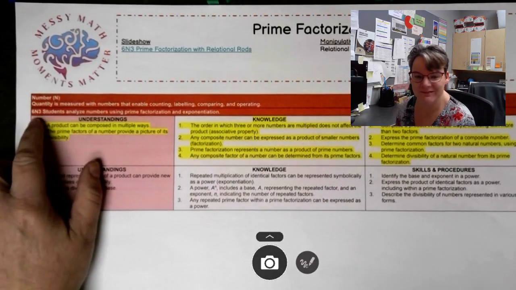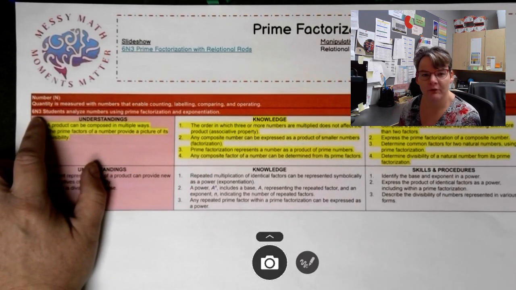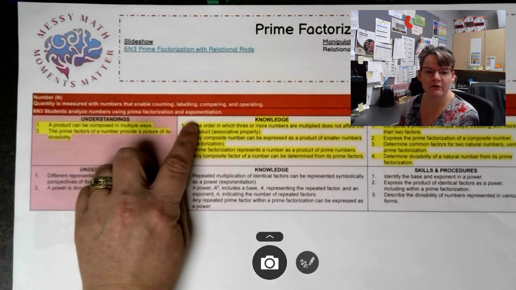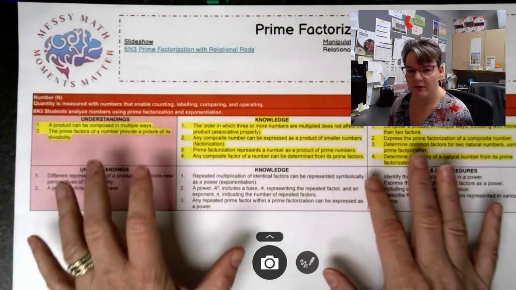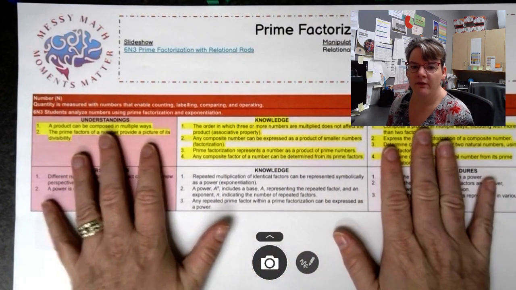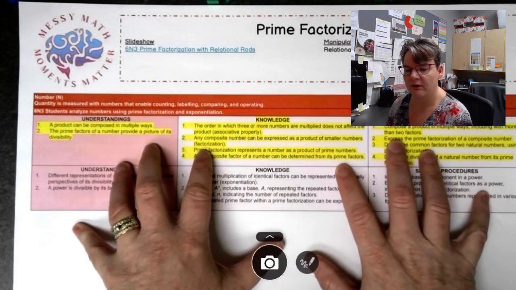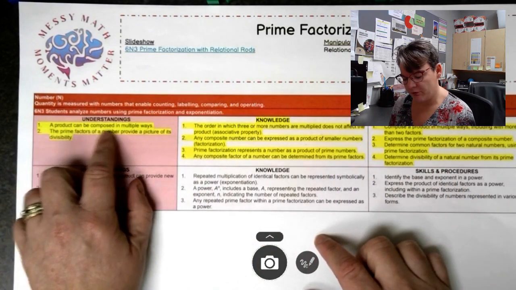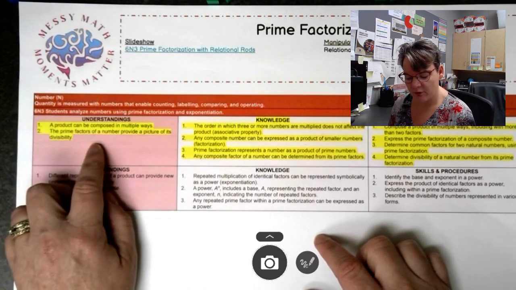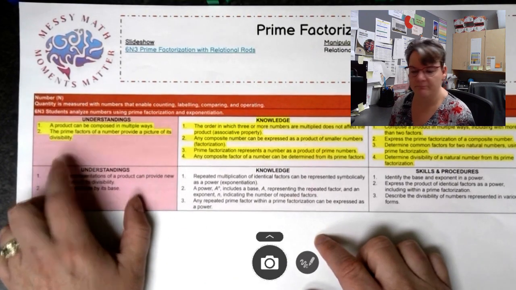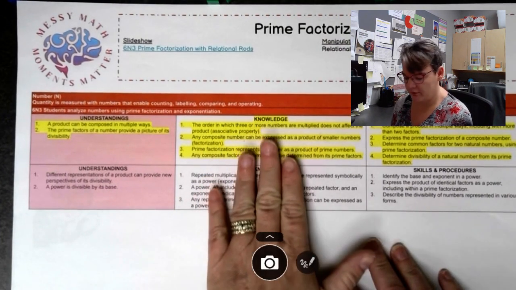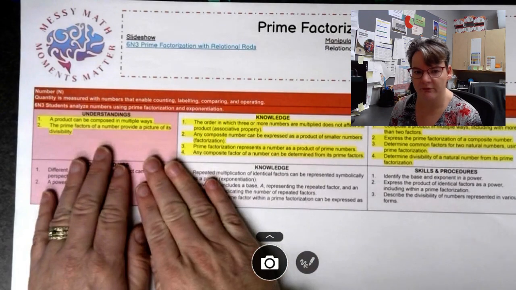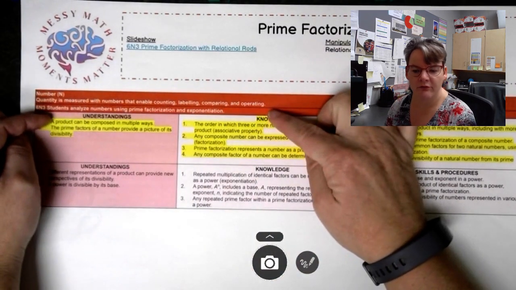Today we're going to be exploring grade 6, organizing idea number, learner outcome number 3: students analyze numbers using prime factorization and exponentiation. So what I've done is I've gone ahead and highlighted the cusp that I will be deliberately focusing on in these experiences today. For understandings, a product can be composed in multiple ways, and the prime factors of a number provide a picture of its divisibility. These are the knowledge pieces that students need to know, and the skills and procedures, the things that students will need to do in order to build these understandings that work their way up to this learner outcome.